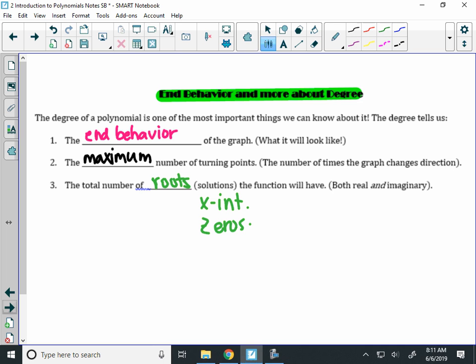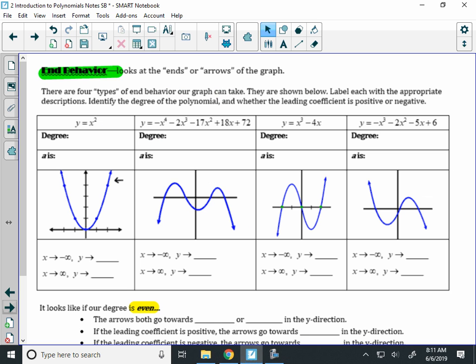Right now, the roots do not necessarily have to be real x-intercepts. Roots are going to be real and imaginary, so those are some terms that might have an i. All right, i is going to come back in this unit. Let's talk a little bit about end behavior. End behavior deals with the ends of the graph, or the arrows.